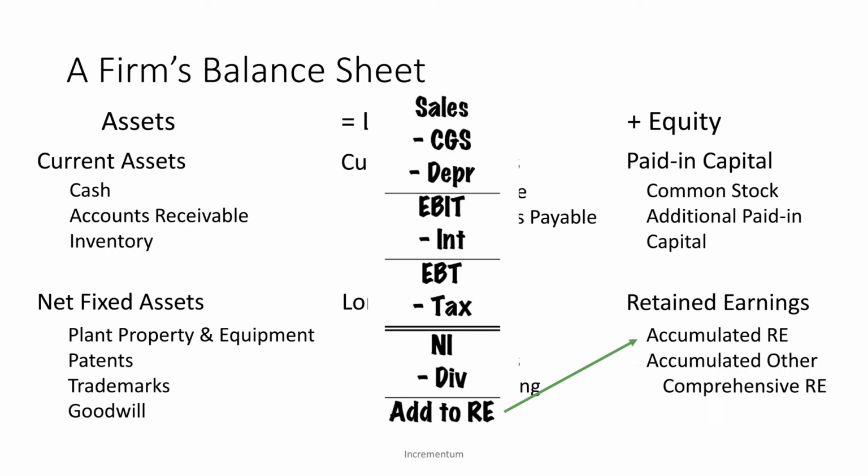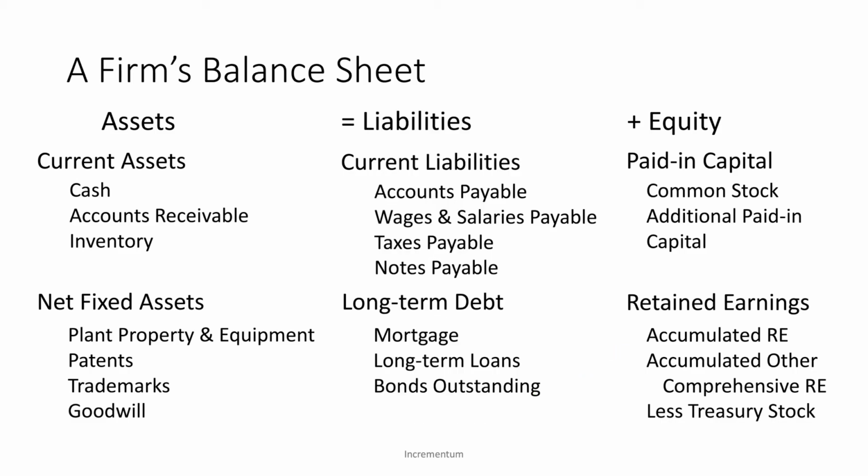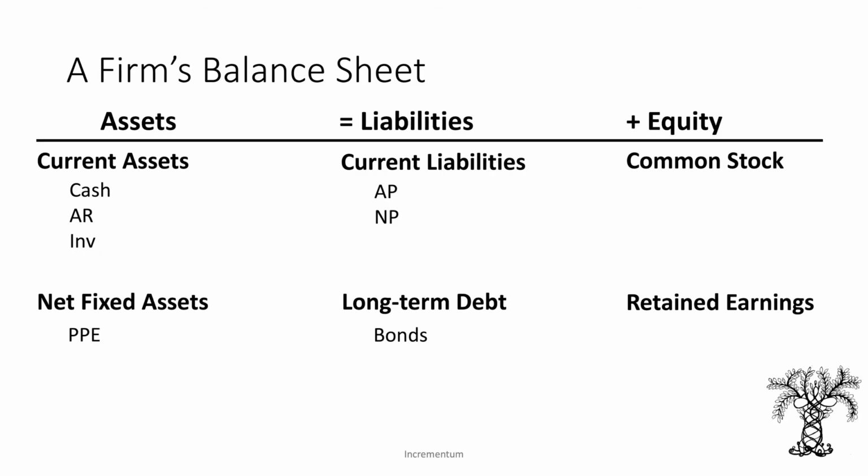Retained earnings also includes accumulated other comprehensive retained earnings, which comes from other comprehensive income on the income statement. And if the firm bought back any shares, then we would also subtract that amount, which is why we have this contra account here, less treasury stock. So this is what a more detailed version of a balance sheet looks like. Because this is a principles level course, most of the balance sheets that you'll see will look like this.